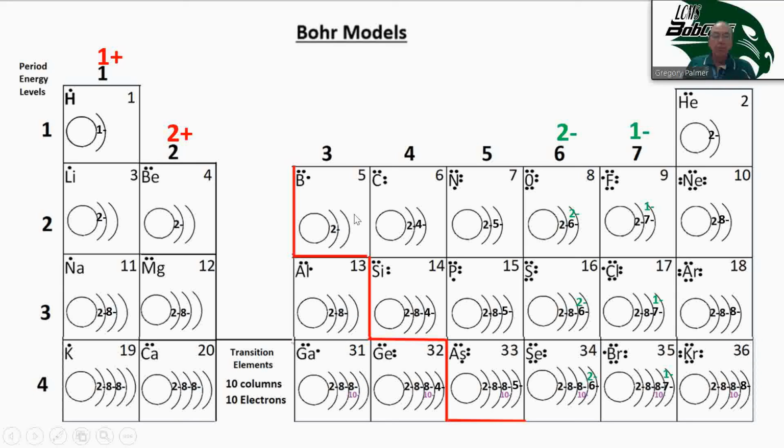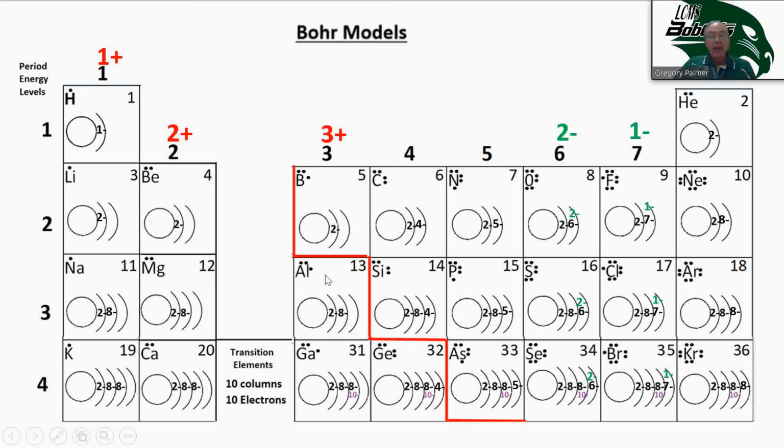Same thing with family 3. These 3 electrons are the 3 that are lost. When they lose these electrons, boron now has only 2 electrons, but it has 5 protons. So it's going to end up with a positive 3 charge because it has 3 more positives than it does negatives. Same thing with aluminum. It has 2 plus 8 is 10 electrons, but it has 13 positive protons, so it's going to end up with a charge of positive 3.